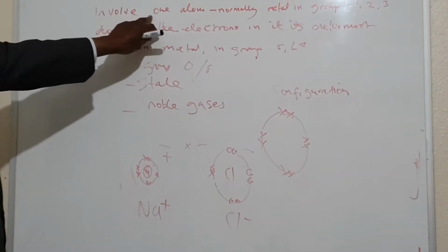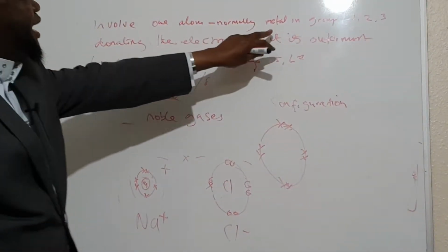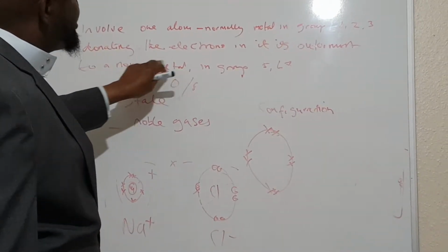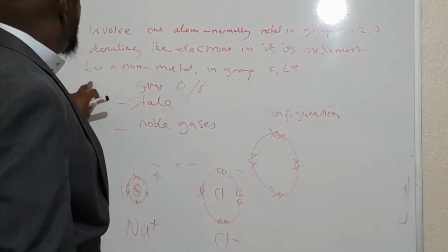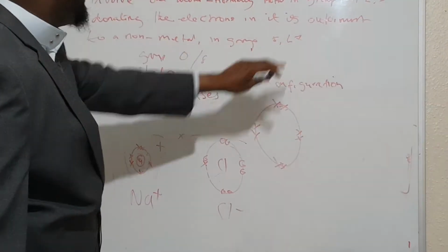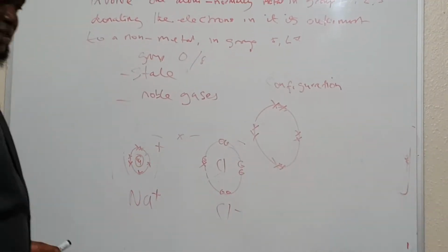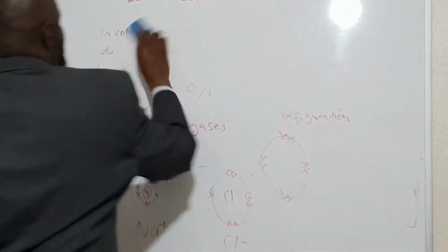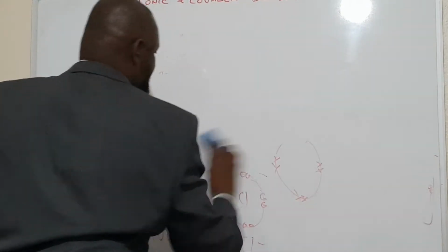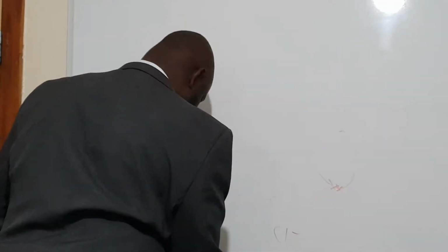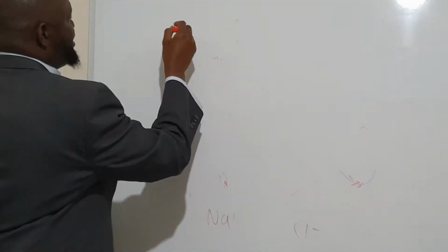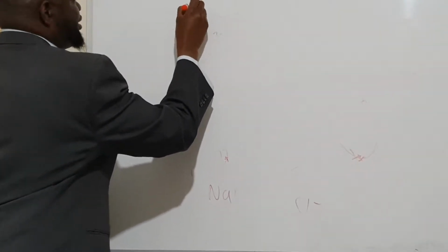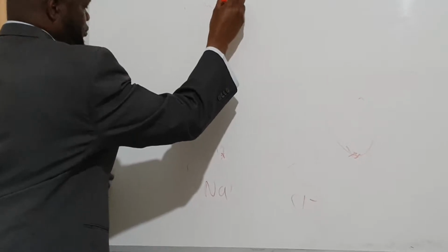So basically, ionic bonding involves one atom, normally a metal in group 1, 2, 3, donating electrons in its outermost cell to a non-metal in group 5, 6, and 7. So the key word is donation of electrons between a metal and a non-metal. So we can say that ionic bonding is the reaction.